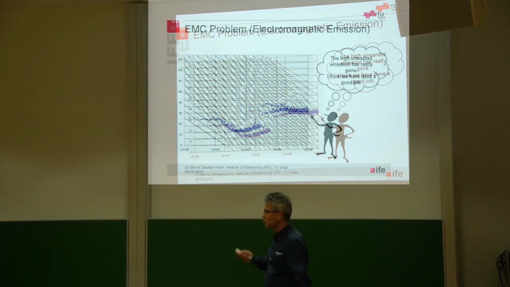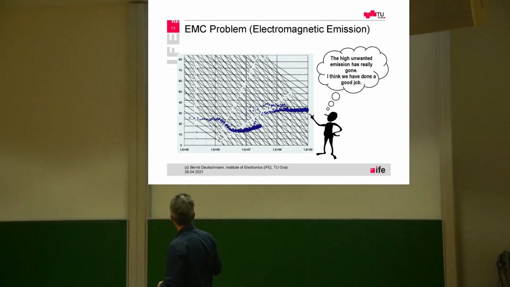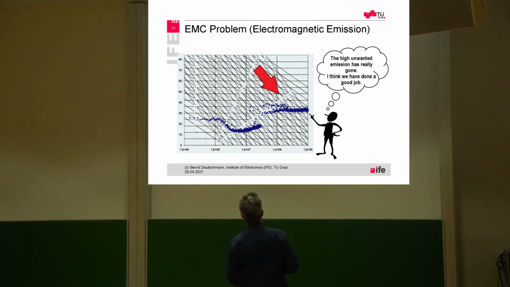And then to prove this, we also did, again, a TEM cell measurement to see how much improvement we had, and in this case, all this electromagnetic emission that was too high was then finally gone.